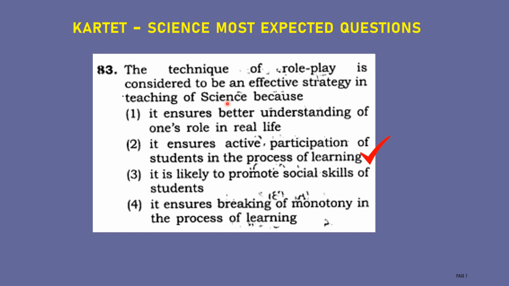When they give a question like this, they are asking for the very effective strategy in the teaching of science. All four will look like the same answer, otherwise correct, because here they are asking which one is the most effective strategy. Then option 2 is the correct answer, because it ensures the active participation of students in the process of learning.